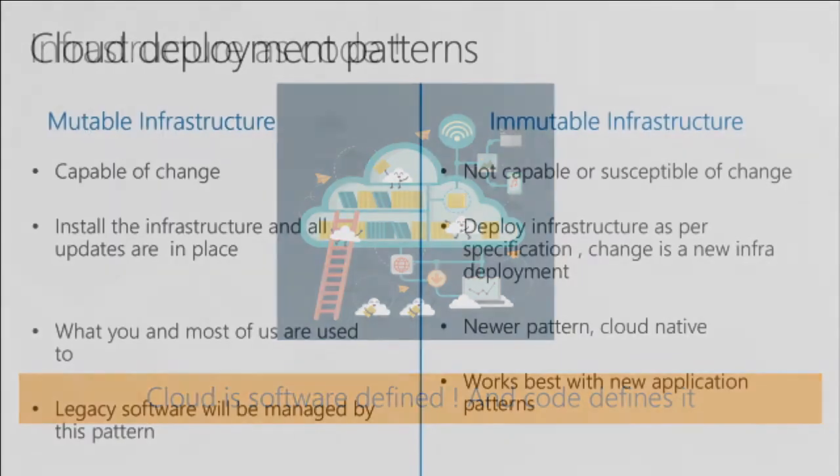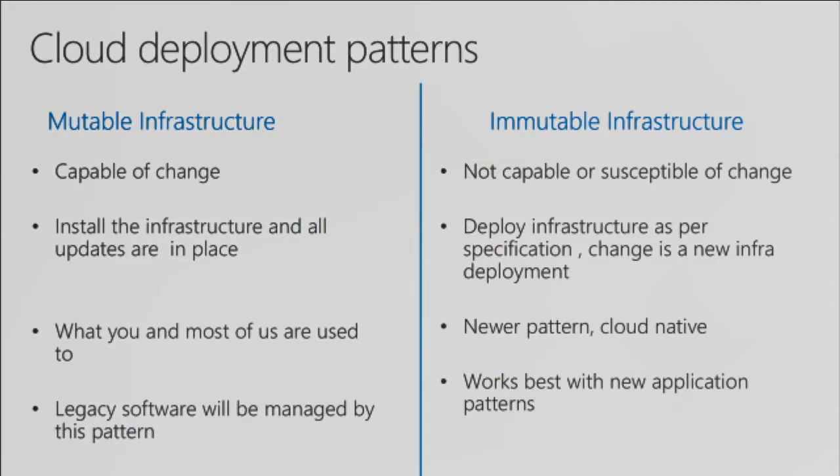So with that said, I want to talk about the common deployment patterns that exist in cloud today. There is either a mutable infrastructure or an immutable infrastructure. I'm going to give you some details on what these are. Mutable infrastructure is something that you probably are already using or are aware of. This has been the concept forever. There's a new name attached to it. It's capable of change.